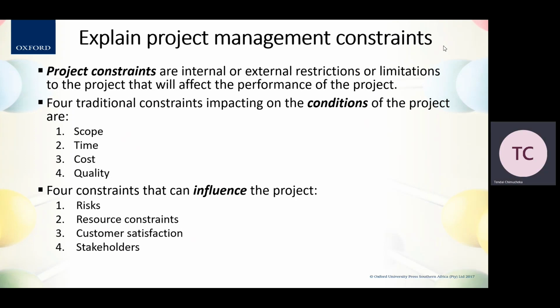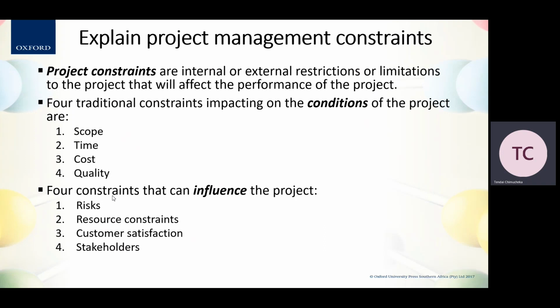Project constraints, or project management constraints. What constrains project management? There are four traditional constraints impacting on the conditions of the project. These include the scope of the project, the time available to complete the project, the cost of the project, and the quality. As we said, in as much as we ought to minimize costs, we should not compromise on quality unnecessarily. Time, you do not have all the time in the world. There is a limited lifespan for each project.